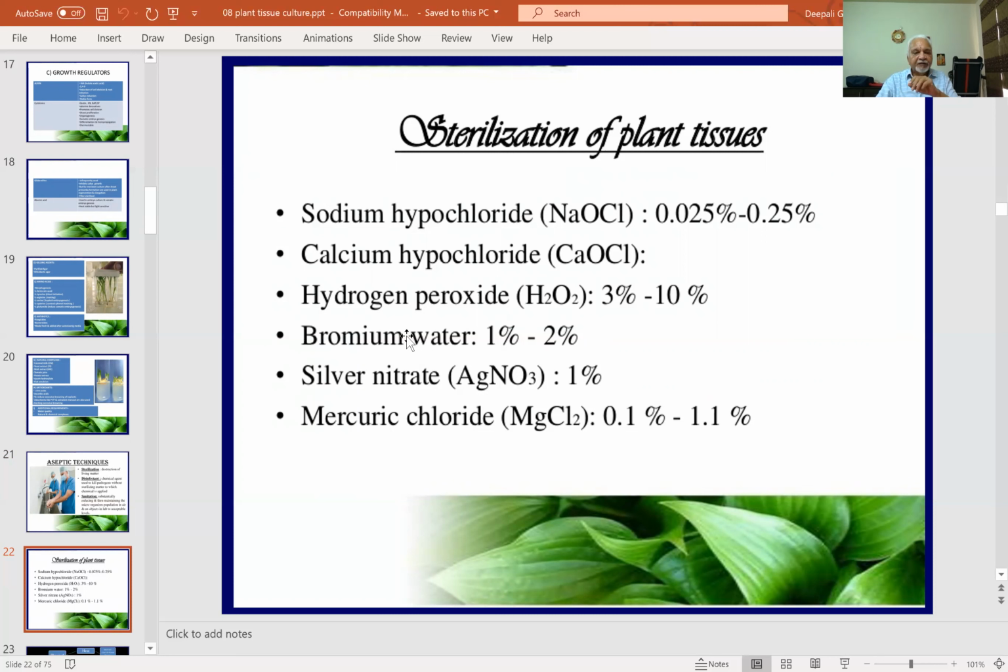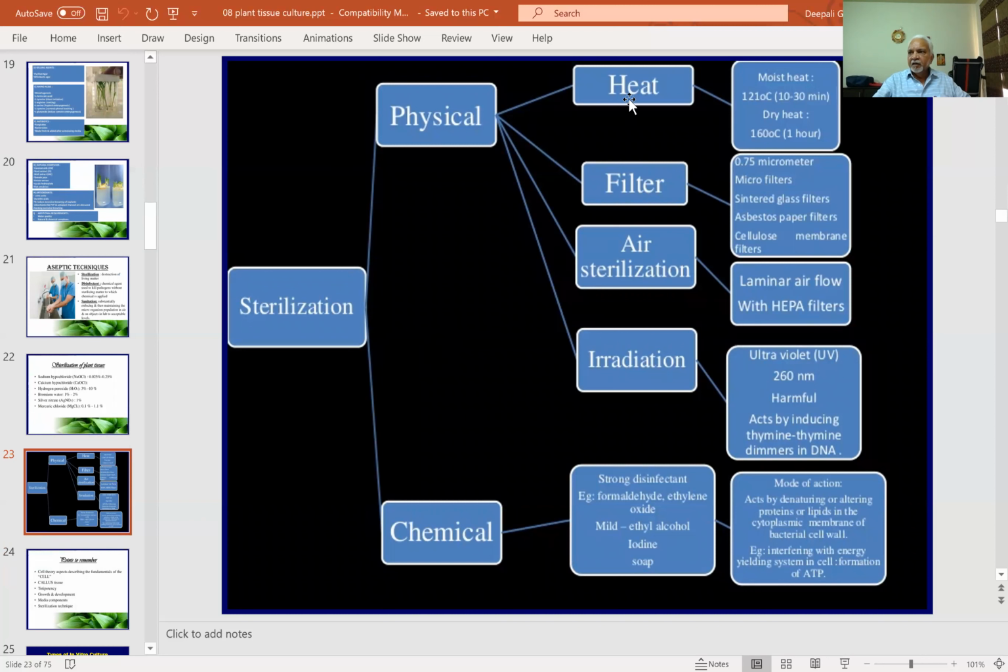So therefore, optimization is needed. But what they do good to the explant is that they kill the other microflora coming in the explant. You know, the bacteria, the fungus. They are all killed. So that is how the explant sterilization is achieved. And then you have sterilization, you have physical methods and the chemical methods.